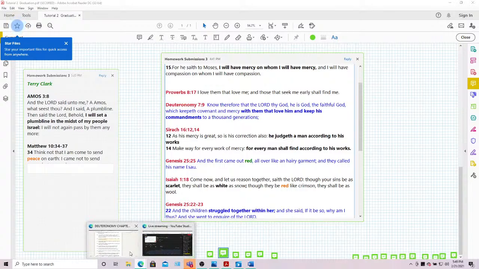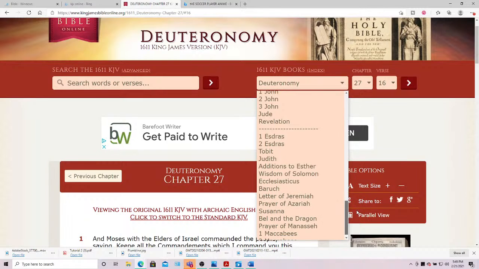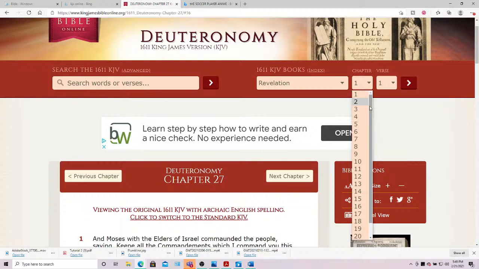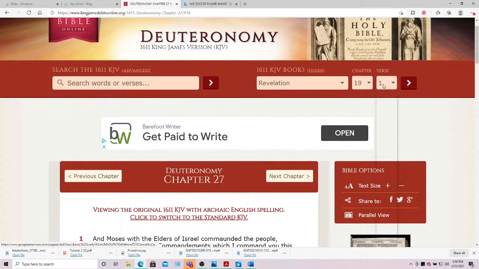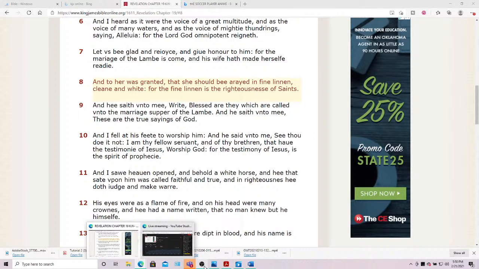So we're going to pick up right here. We're going to go back to the KJV online, and we're getting ready to roll to Revelation chapter 19, verse 8. This is what we need. This is what the Most High wants our color to be. Though our sins be as scarlet, they shall be white. And to her was granted that she should be arrayed in fine linen, clean and white. For the fine linen is the righteousness of the saints. So not the skin color white, but just the color white, and it's equated with righteousness. So sin is red, and white is righteousness. So let me pull this back up.